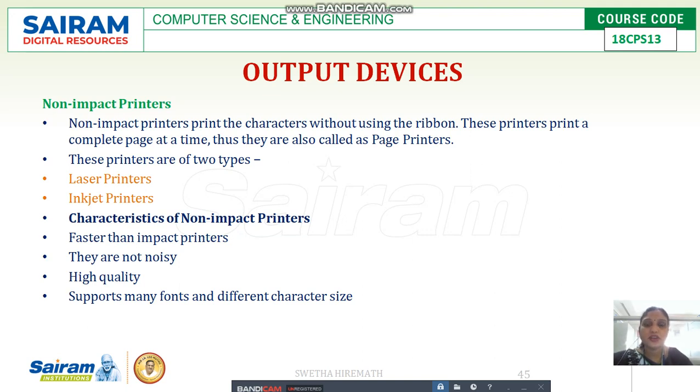In the last video I explained to you about the impact printers. What are the impact printers, what are the different types of impact printers and how they are used for printing different prints, and also what are the advantages and disadvantages of these impact printers. Now in this video I'm going to explain to you about the non-impact printers.